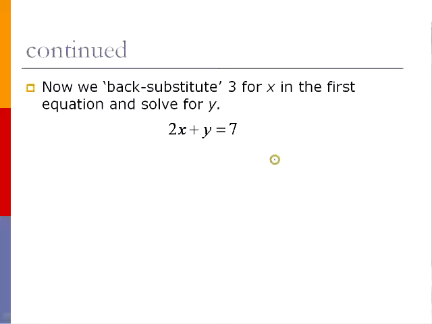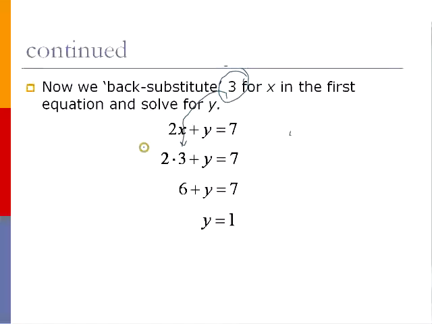When we back substitute 3 for x, we're going to have 2 times 3 plus y is equal to 7. Notice that I've taken the 3 and substituted it for this x, and this gives me the following: 2 times 3 plus y equals 7.